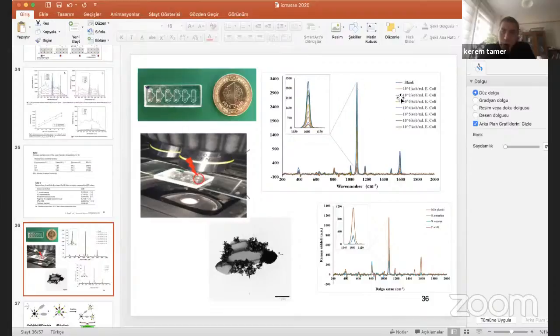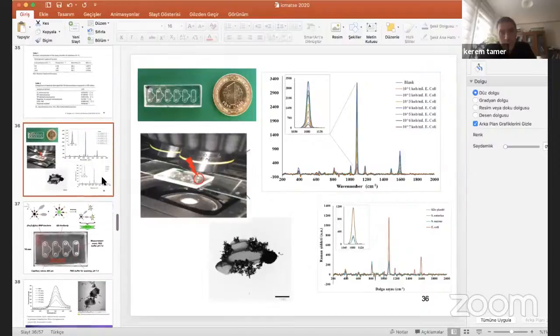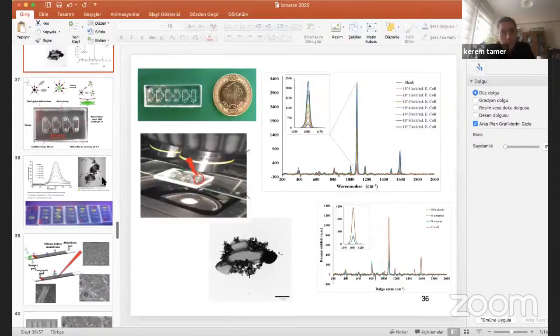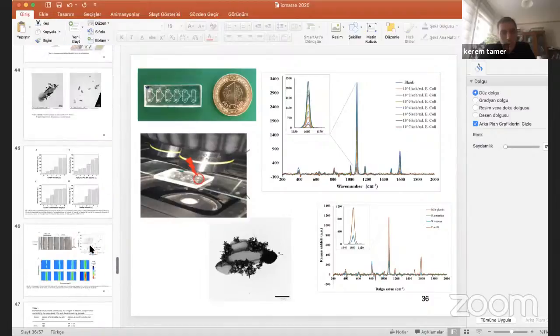And we can reach the approximately 10 bacteria detection limit level. This is very important, actually. And we have a lot of applications, but now I'm going to skip other applications.